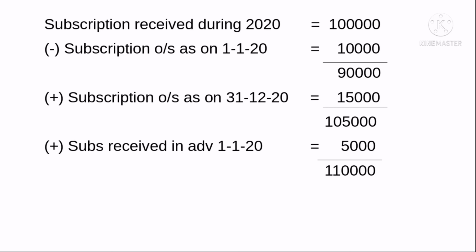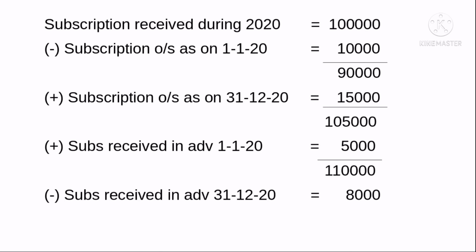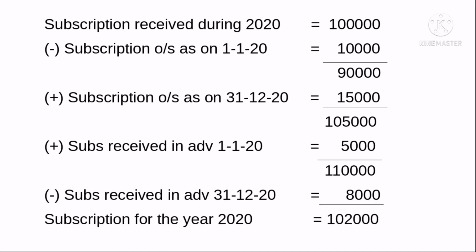Next is subscriptions received in advance at the end. It belongs to the next year. That should be deducted. So, less subscriptions received in advance as on 31st December 2020 rupees 8,000. Balance 1,02,000. That is the amount of subscription income for the year 2020.